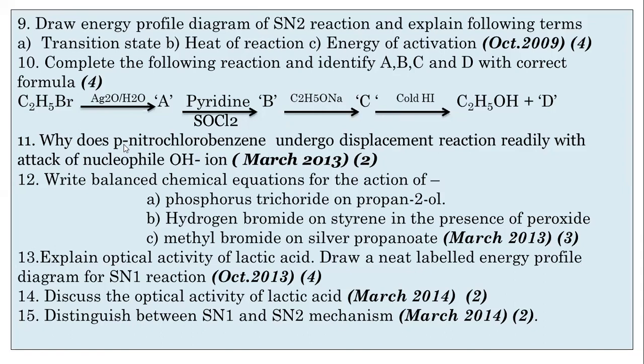So draw the benzene first. Para position means 1,4 position. At the para position, NO2 group is there, and Cl will be there. Para nitro chlorobenzene means NO2 and Cl will be at 1,4 position. And then what is the question? Why does para nitro chlorobenzene undergo displacement reaction readily with attack of nucleophile OH minus ion?